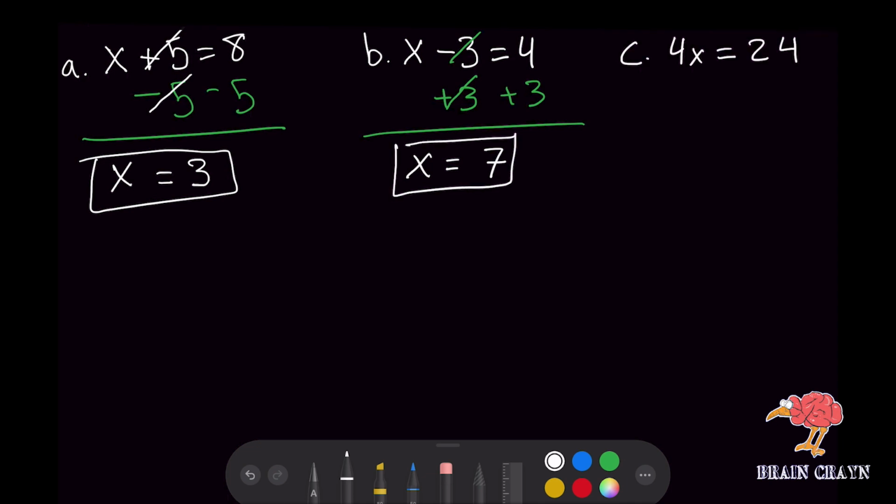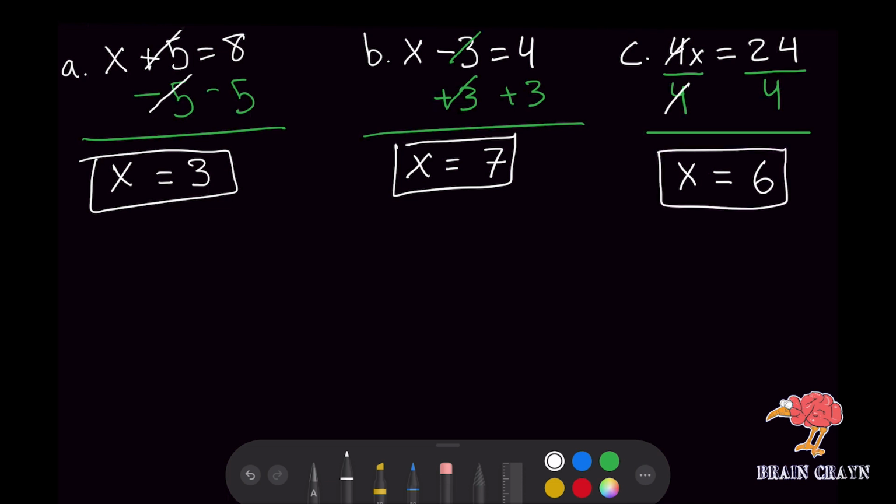In this equation, instead of adding or subtracting, we're multiplying x, as this part could be written as 4 times x. Now that we know what operation this term is going through, we need to use the opposite operation, like the other examples, to get rid of the 4 and isolate x. In this case, the opposite operation for multiplication is division, so we divide both sides by 4. This leaves us with x on one side, as 4 divided by 4 is equal to 1, and that equals 24 divided by 4, which is equal to 6. Therefore, x equals 6 is the answer to our equation.